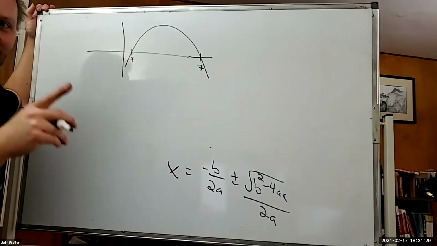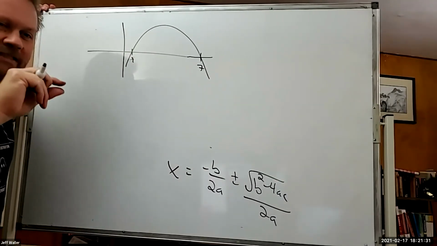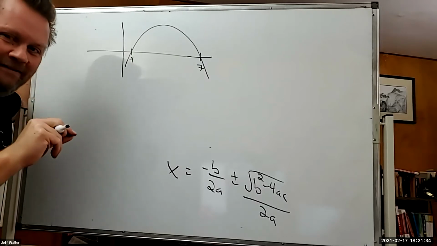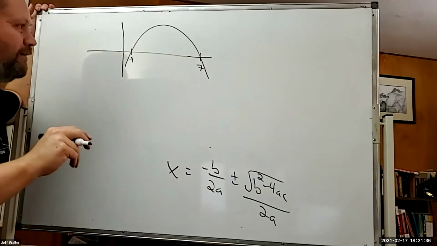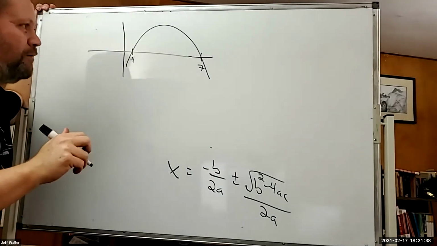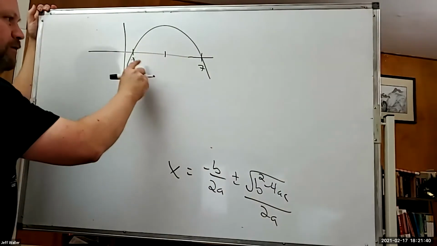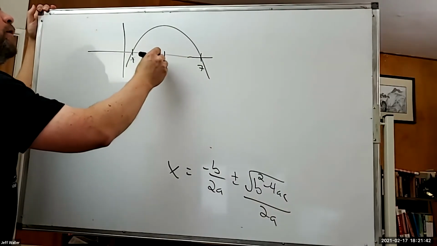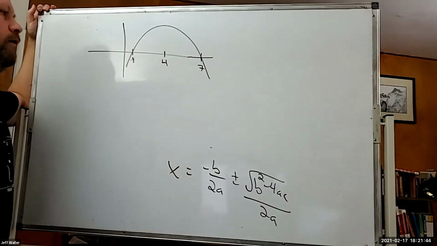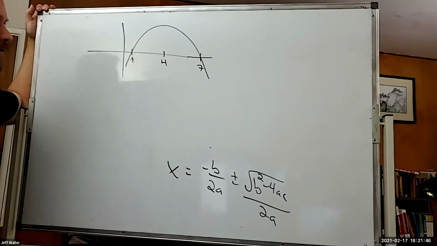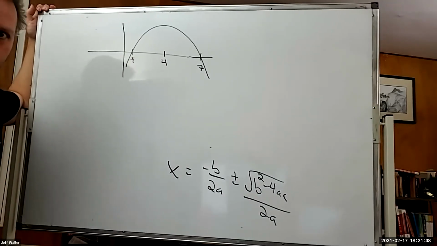Yes. Be just a tiny bit more specific. 5. No. What's right in between 1 and 7? Half the total distance. I love you guys. Right? 4. Is it 4?